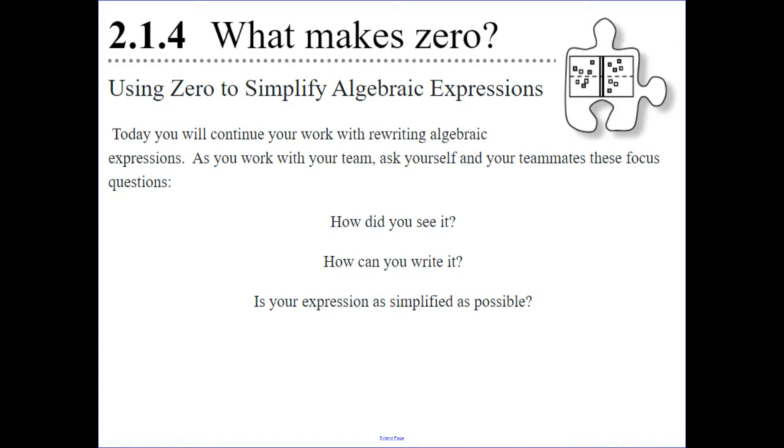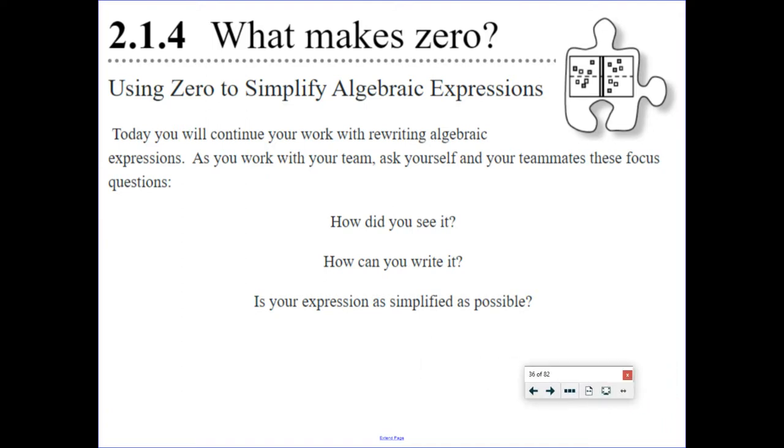How do you see it? How can you write it? And is your expression as simplified as possible? Those are the things I want you focused on as we're doing this. And of course, as I'm going here, I don't have my little changer thing. There we go. All right, let's try this again.